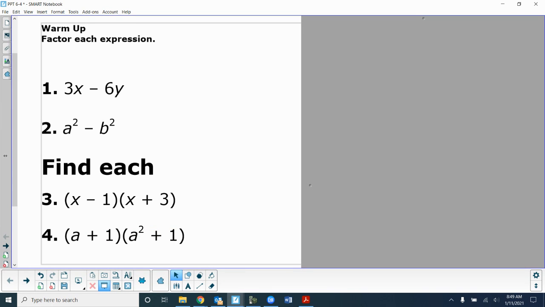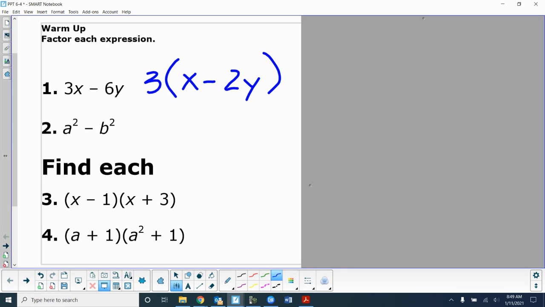Okay? How do I factor? What's always the first thing you do when you factor? Look for a what? Common factor, GCF, which is 3. What goes in the parentheses? Minus 2y, right? What's that called?